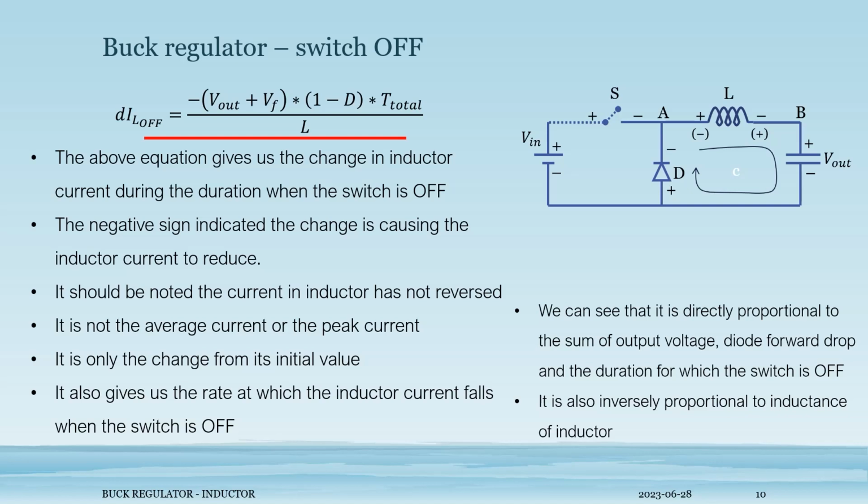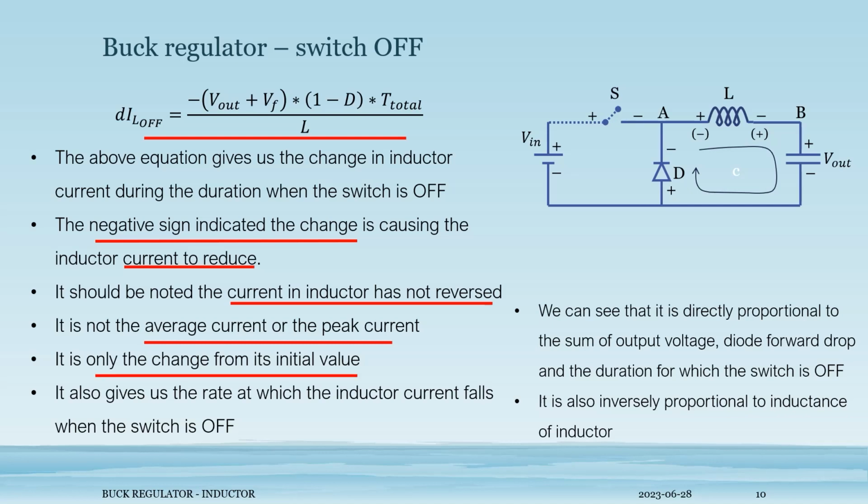Here, the current sign is negative because the inductor current is reducing. However, inductor current is not reversed. This is not the average or the peak current of the inductor. The equation only represents the current change from its initial value. It is the rate at which the inductor current falls when the switch is turned off.